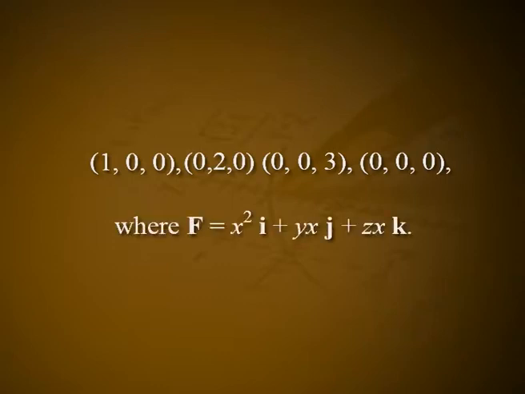Example 4. Evaluate the double integral over S of F dot n dS over the surface of the tetrahedron with vertices (1, 0, 0), (0, 2, 0), (0, 0, 3), (0, 0, 0), where F is equal to x square i plus yx j plus zx k. Solution. We subdivide the surface of the tetrahedron into 4 surfaces. 1. The triangle with vertices (1, 0, 0), (0, 2, 0) and (0, 0, 3).